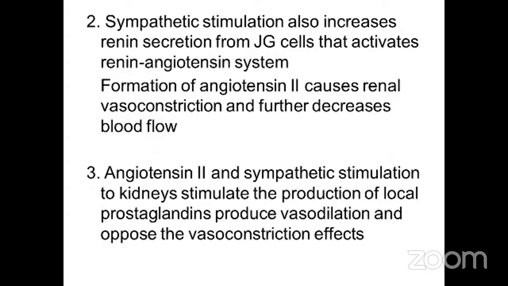Sympathetic stimulation increases renin secretion from juxtaglomerular cells and activates the renin-angiotensin system. Formation of angiotensin 2 causes renal vasoconstriction and decreases the blood flow. Angiotensin 2 and sympathetic stimulation of the kidney stimulate production of local prostaglandins, which produce vasodilatation and oppose the vasoconstriction.